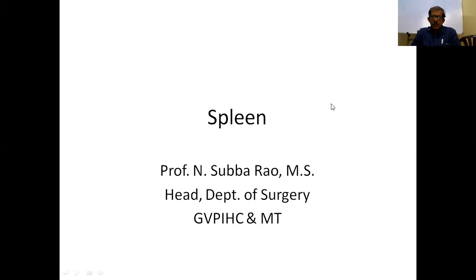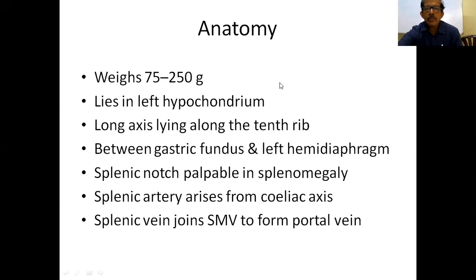So, welcome dear students. Today we will start and try to complete spleen. So, coming to anatomy of the spleen, it weighs around 75 to 250 grams, and as all of you know, it is in the left hypochondrium. Another thing that is very important is the long axis will be lying along the 10th rib. That is important. It's actually wedged between gastric fundus and left hemidiaphragm.